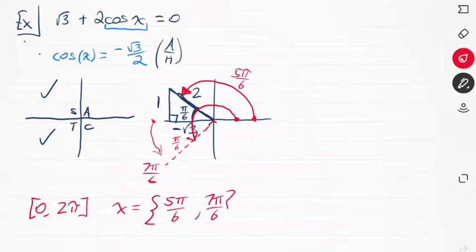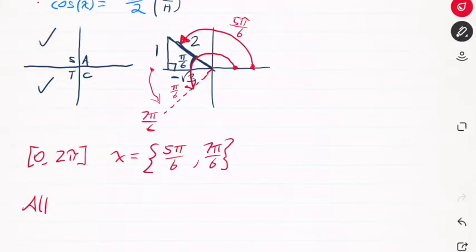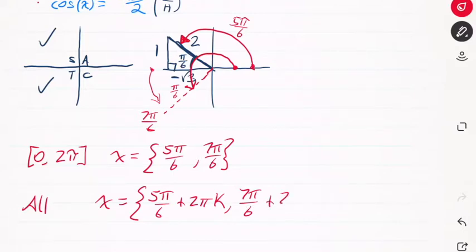If we were looking for all solutions, then our answer would be 5 pi over 6 plus 2 pi k and 7 pi over 6 plus 2 pi k, again, k being an integer, counting up all the possible answers one period away from each of these answers. And that's it. Pretty easy.